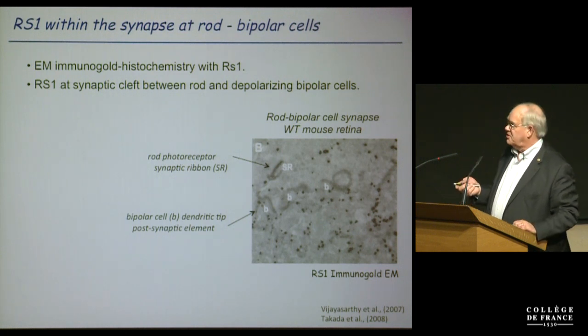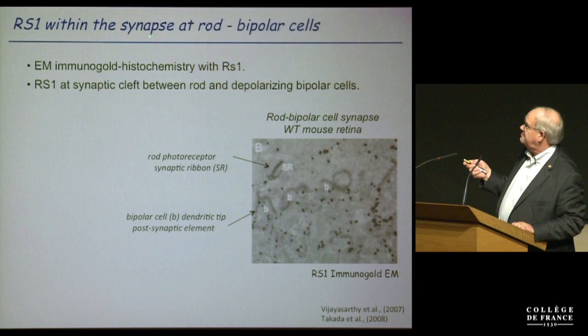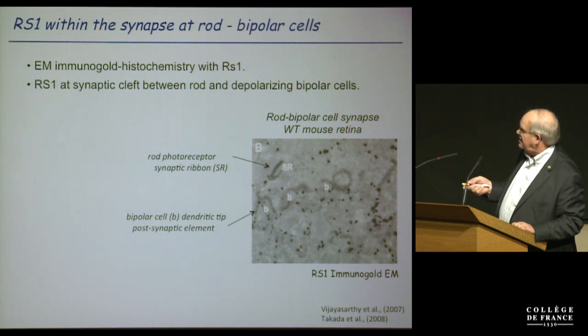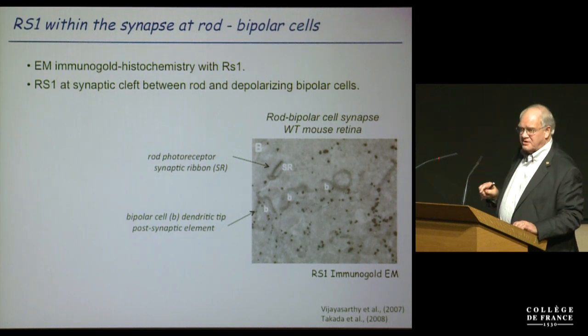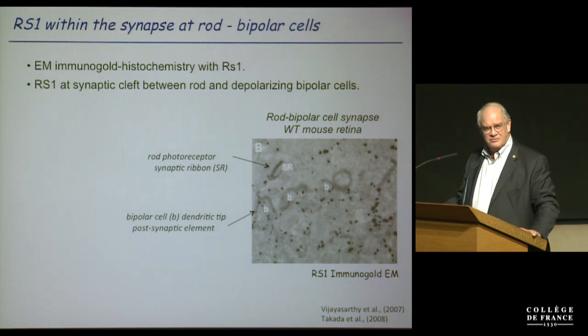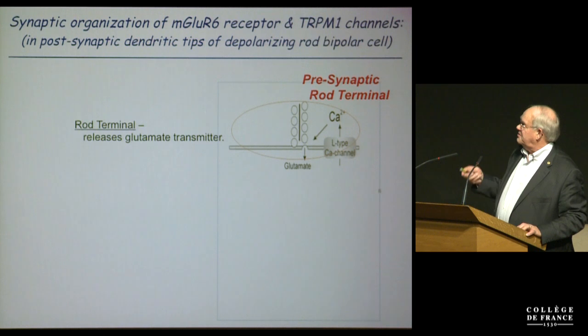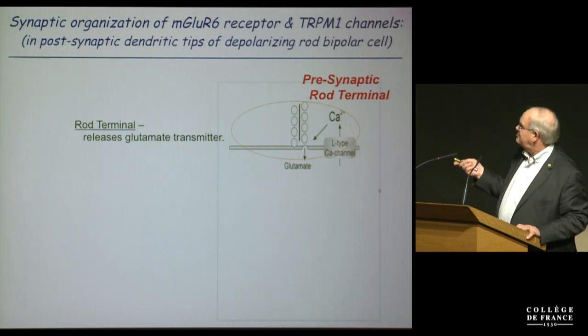There's a second location for the protein, and that is in the synapse. The synapse between the rod and the bipolar cell. Here, immunogold EM, the synaptic ribbon, so this is the presynaptic rod side. Here are the bipolar postsynaptic dendritic tips. And there is plenty of retinoschisin protein in that zone. So we looked at that in order to understand what it was doing. Now I'd like to just show you a cartoon of the synapse. The rod synapse, the presynaptic region, the purpose of that is to release glutamate as the neurotransmitter.